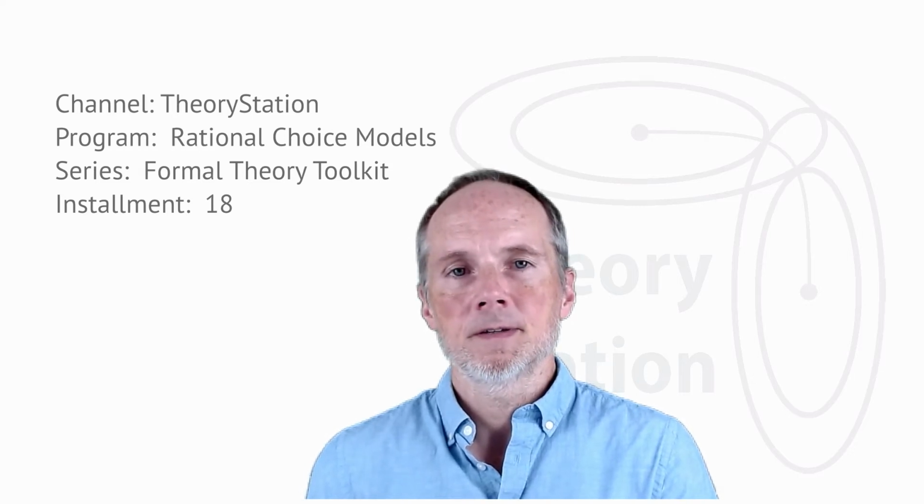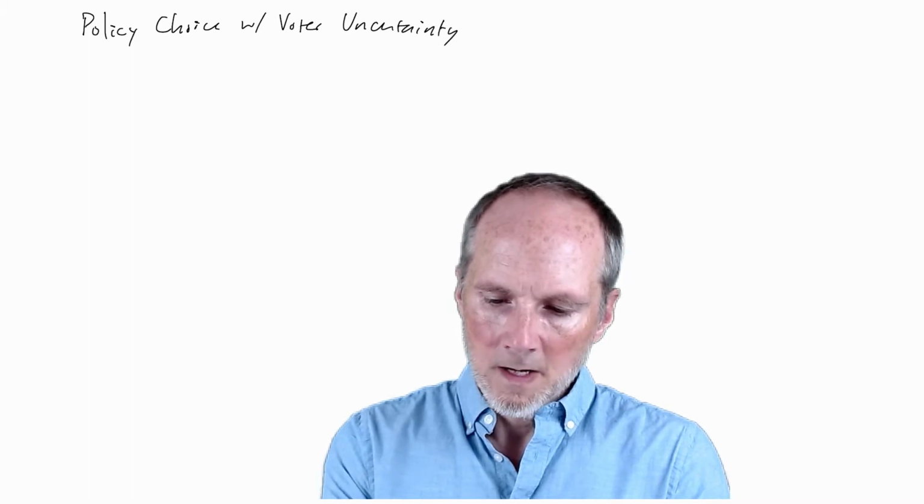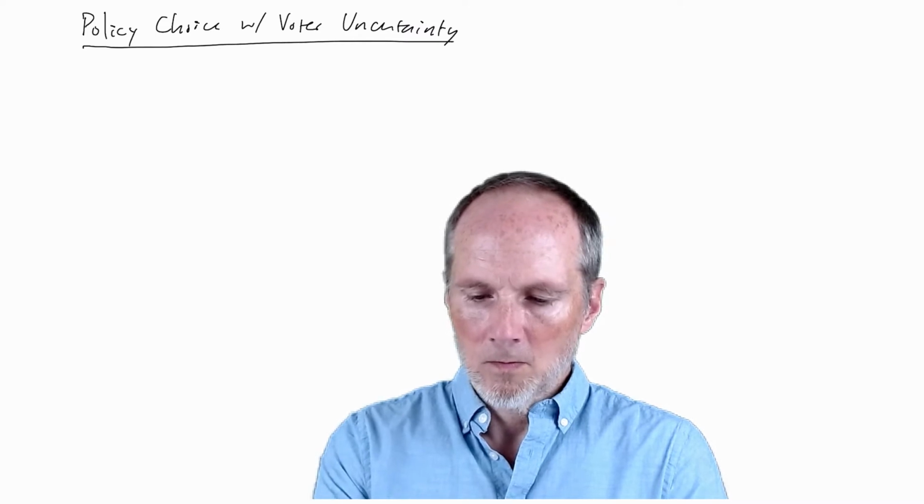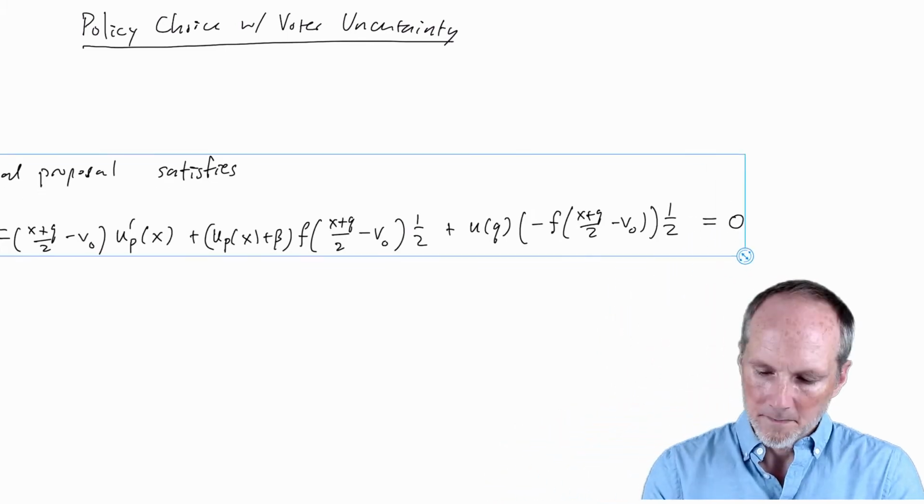The current series is the Basic Formal Theory Toolkit, and we are in installment 18, I believe, of the series. So we are still talking about the one-dimensional policy choice model with voter uncertainty. And last time we talked about expected utility, and we wrote down the maximization problem of the politician.